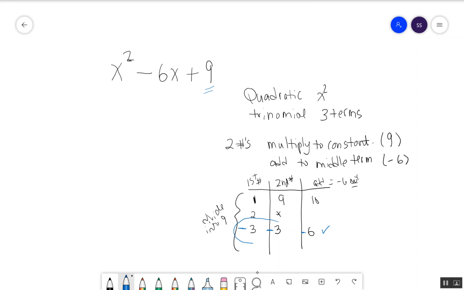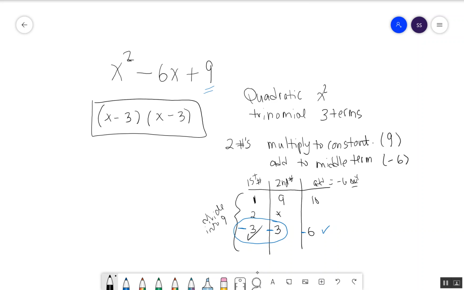So I've got my answer. If that didn't work, I would go on to the next number that divides into 9, and I would just keep working until I found my pair that worked. But now that I've got that, I can factor this. This becomes an x minus 3. So there's my first number. And the second one is also a 3, so an x minus 3 as well. So that's how this factors.